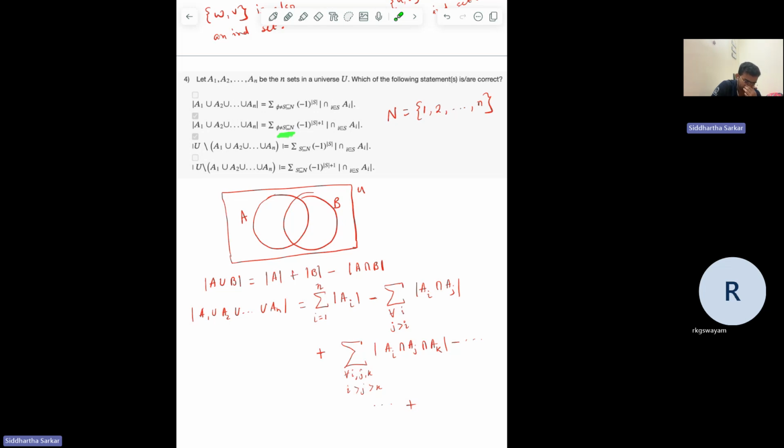If you're taking an odd number of sets, so if mod S is odd, then mod S plus 1 is even. So minus 1 to the power even would turn out to be positive. So that is why this is correct. Whereas this one is incorrect because if you're taking intersection of an odd number of sets, they should give a negative contribution, but we have seen that an odd number of sets should give positive contribution.